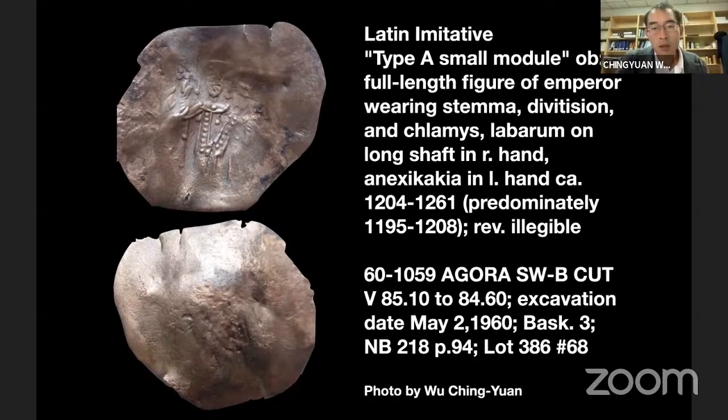Strikingly, among the 93 Latin imitative coins found during the 1989 and the 1997 campaigns at Corinth, 91, almost all of them, are associated with archaeological assemblages before 1219. Hence, an early date is preferable, perhaps.